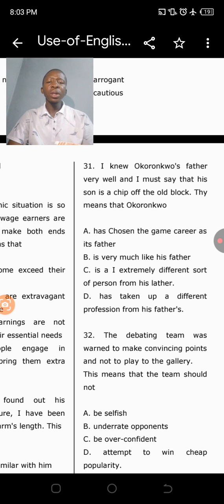When you say that someone is a chip of the old block, it means that person looks or is very much like the person you are referring him to, or you're actually talking about. So Okonkwo is just like his father. I knew Okonkwo's father very well, and I must say that his son is a chip of the old block. So, the son is definitely like his father, Mr. Okonkwo. So, our answer there is B.